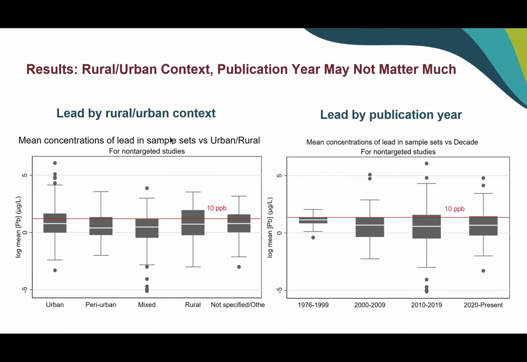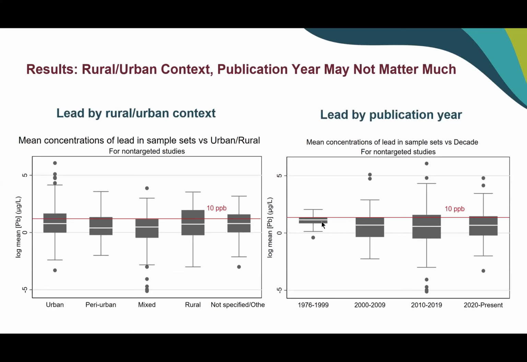When we slice it by rural and urban context, we also see lead occurrence across urban, peri-urban, rural, and mixed settings. Slightly lower, maybe, in some of the mixed setting studies, but again, we don't see just a rural story, just an urban story. We don't see just a pipe story or just a borehole story. We see it across settings, contexts, and even across decades.